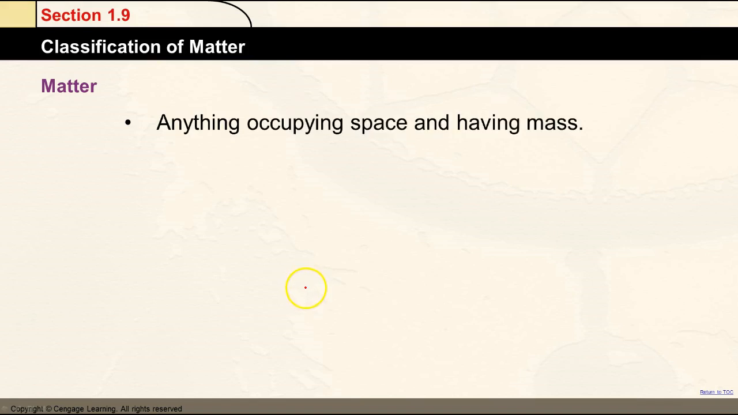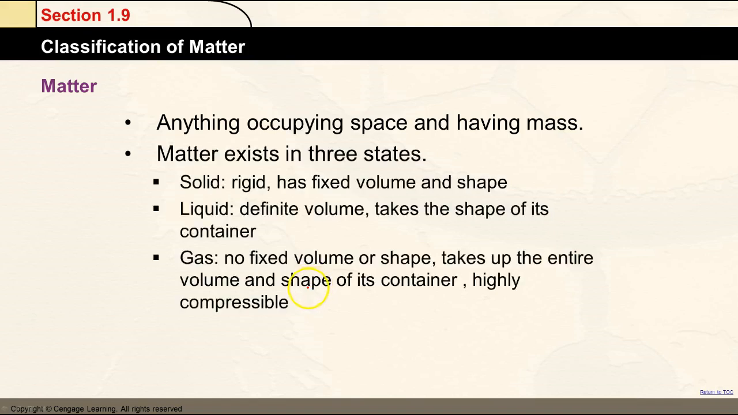And we need to know that the definition of matter is anything that occupies space and has mass. And it also is going to exist in three states that you already know. You've got a solid, you've got a liquid, and you've got a gas. In terms of solids, they are very rigid, they have fixed volume, and they have a fixed shape.